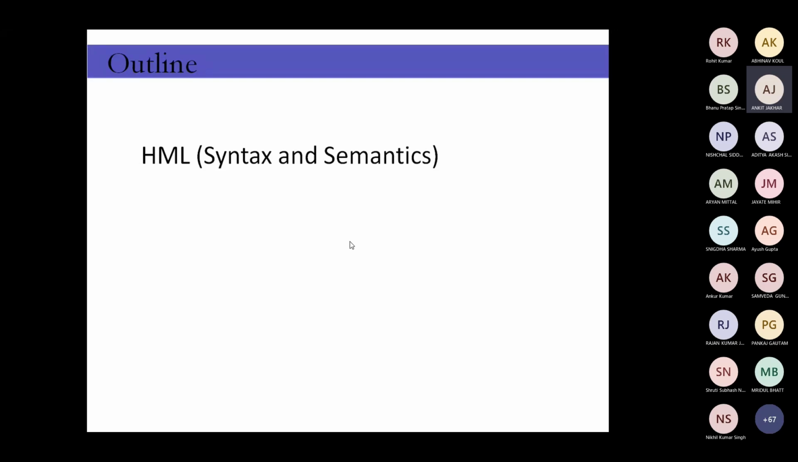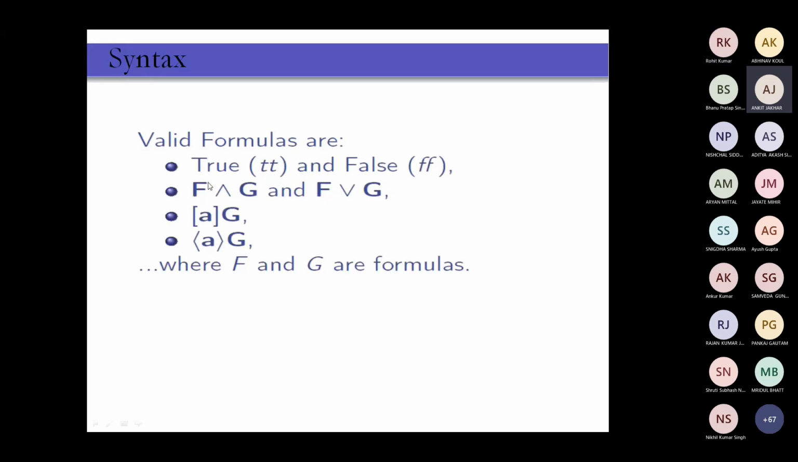As far as syntax is concerned, this is BNF syntax. Any valid formula in this logic is nothing but true, that is TT, which is a literal, and false, FF. So the smallest items of this logic are true and false. By using true and false, you can build certain formulas. And remember, any formula written using true and false and these actions, which I am going to explain, the actions are nothing but the actions of the CCS expression itself.